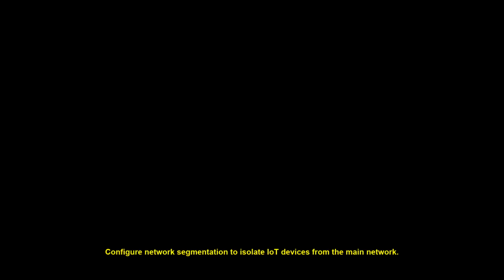Configure network segmentation to isolate IoT devices from the main network. Regulate device access through the implementation of access control lists. Deploy Cisco security solutions, such as Cisco Umbrella or Cisco Firepower, for enhanced protection.